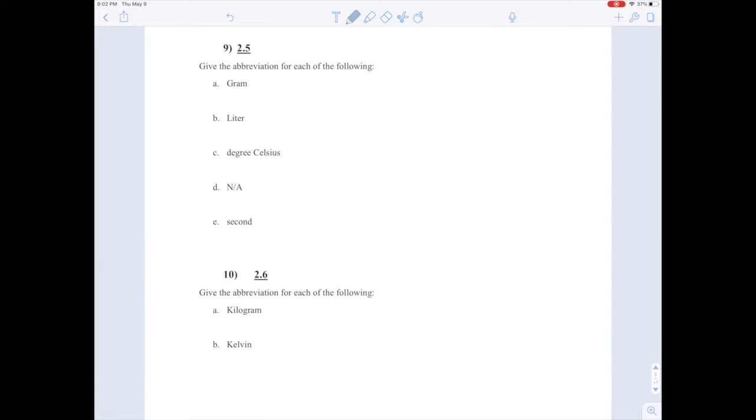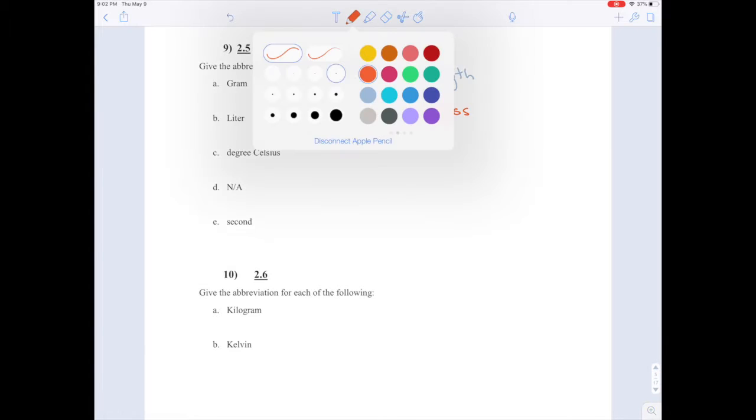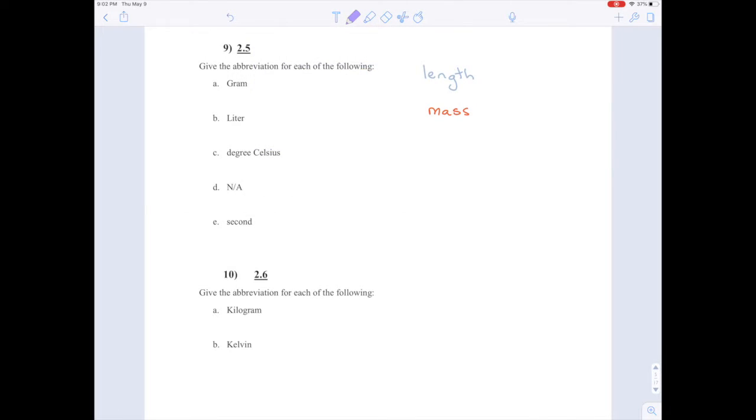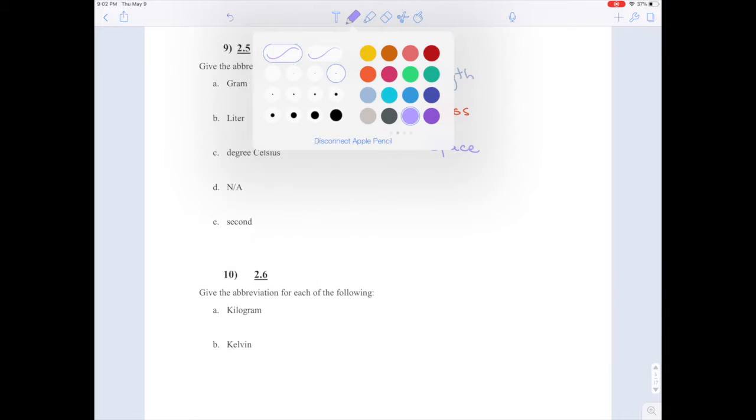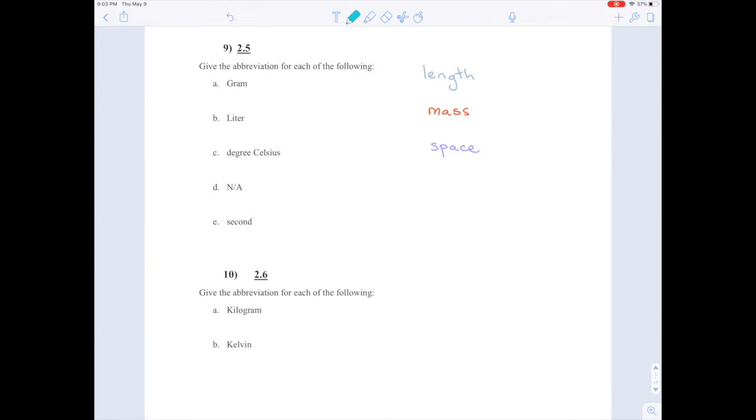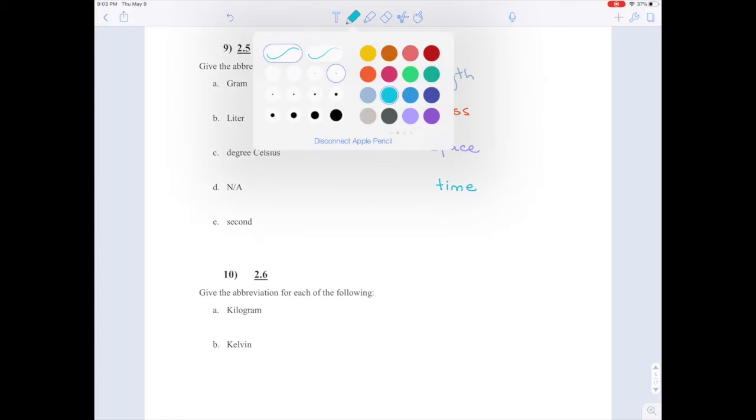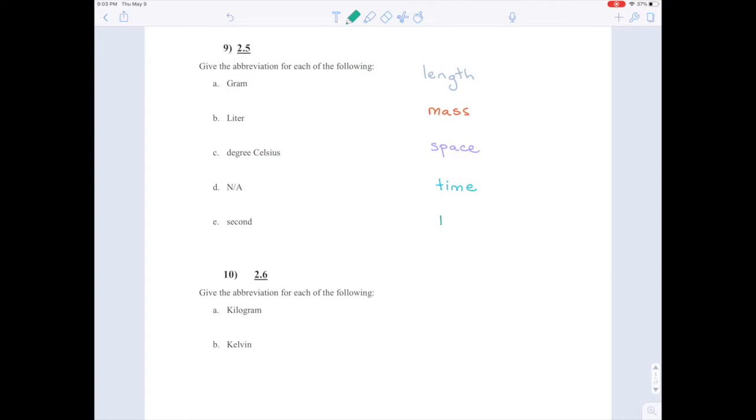Okay, so we have some basic features of reality. We have length, we have mass. Length is how stretched out something is, and mass is how much stuff something has. We have space, that's just how much space something takes up, how stretched out it is in 3 dimensions. Length, mass, space, time, how long something lasts, and then we have temperature, how hot something is. So those are just some features of reality.